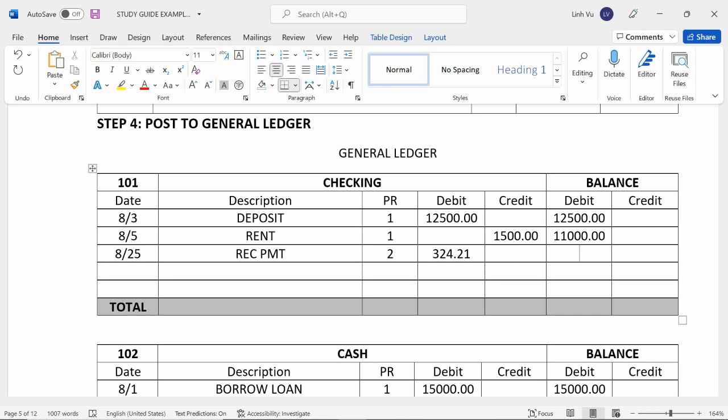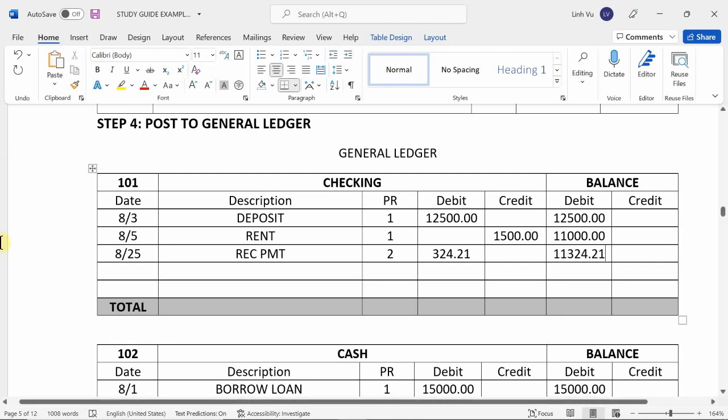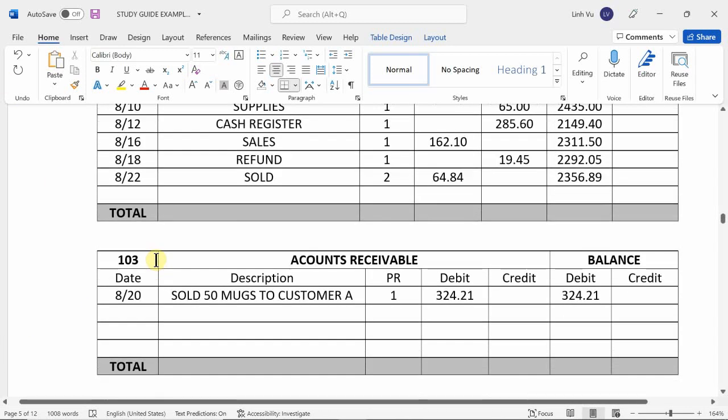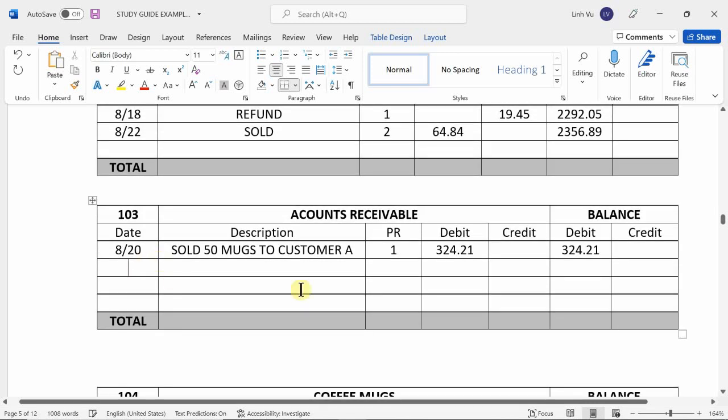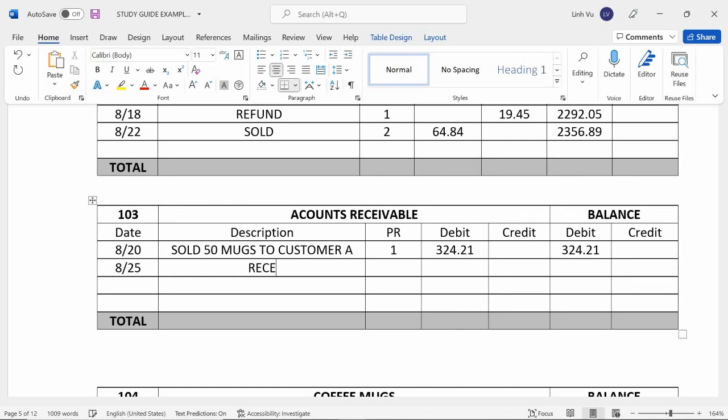Right now we're at 11,000. And we just increased it by $324.21. So you're looking at $11,324.21. And we are going to decrease my accounts receivable because we received a payment on the 25th. Receive payment from customer A, which is going to decrease by $324.21. So that should give you an account balance of 0.